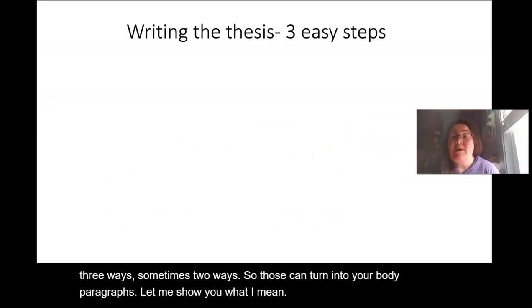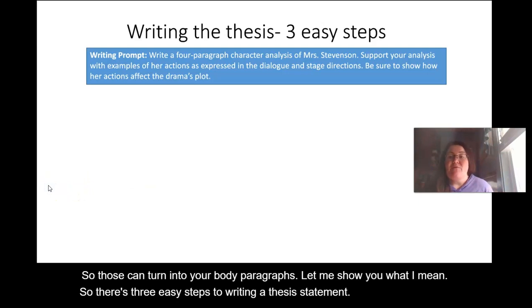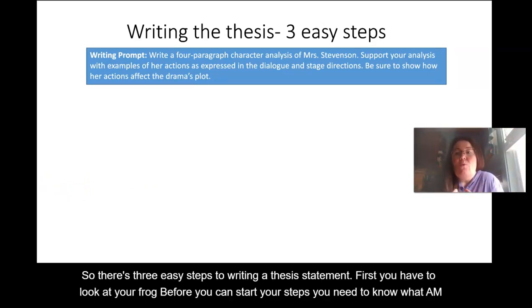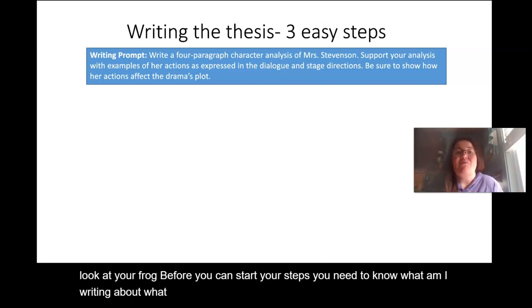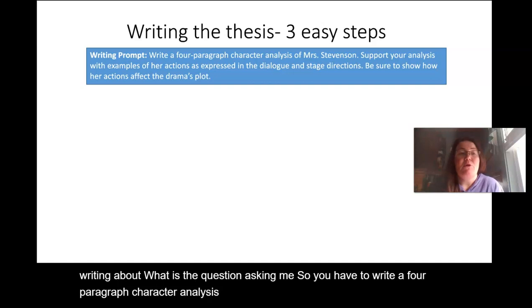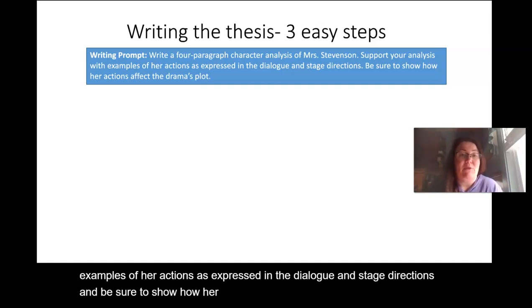So there's 3 easy steps to writing a thesis statement. First, you have to look at your prompt before you can start your steps. You need to know, what am I writing about? What is the question asking me? So you have to write a 4-paragraph character analysis of Mrs. Stevenson. Support your analysis with examples of her actions as expressed in the dialogue and stage directions. And be sure to show how her actions affect the drama's plot.